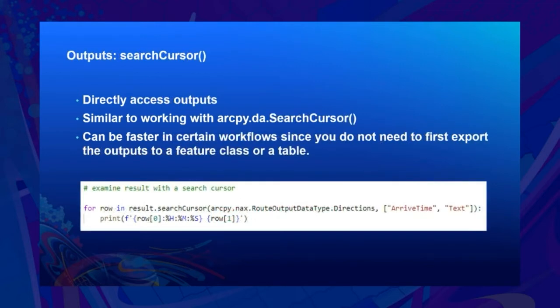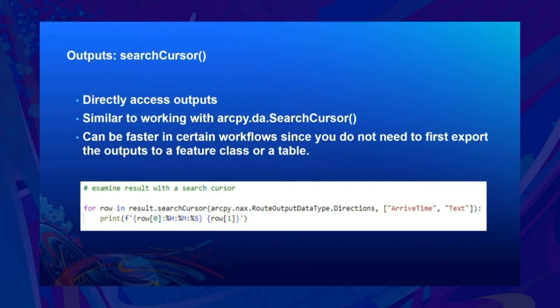The search cursor method on the result object can be used to directly access the outputs. It's useful if you only care about a couple of output fields. For example, in an OD cost matrix analysis, maybe you just need the travel time between each origin and each destination, and you're going to post-process that into some other format. You don't need to write the entire results table to disk, just get that one field.